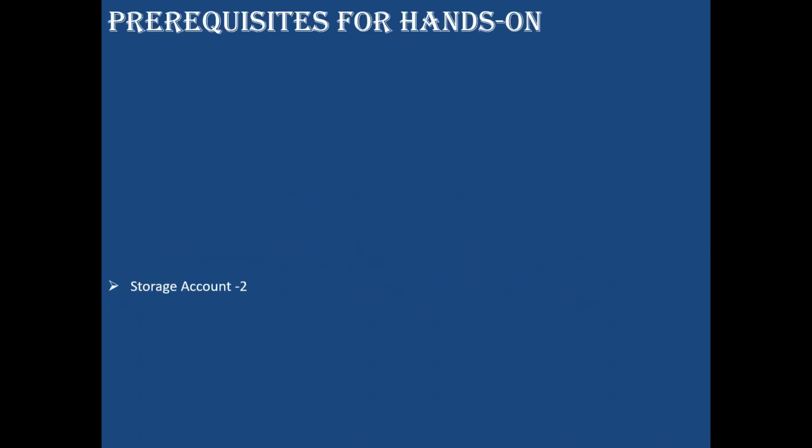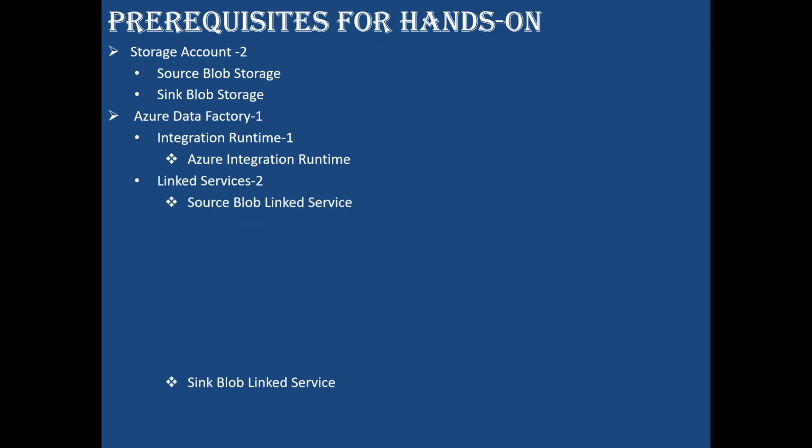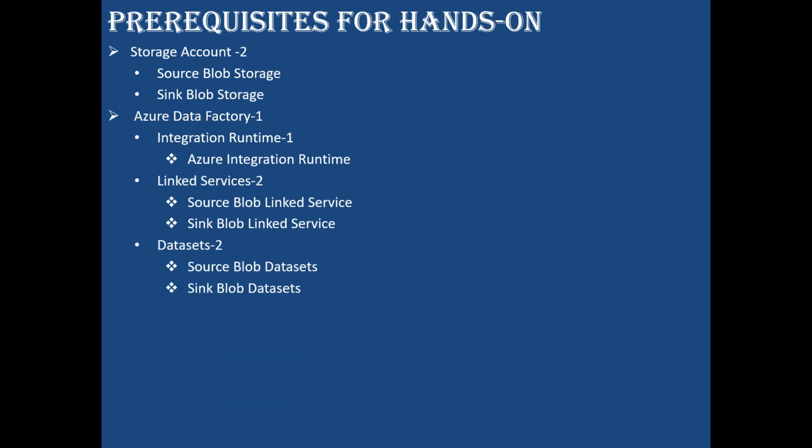Let's see the prerequisites. I need two storage accounts. One is for the source, another one is for the sink. Then I need one Azure Data Factory. Within that, I'll be using Azure Integration Runtime, which is the default one. Then I'll create two linked services, one for source blob, one for sink blob. Then I need two datasets, one for source blob, one for sink blob. Then I'll be using the same activity called copy activity. Then we will be using an ingestion pipeline for ingesting the data from blob to blob.